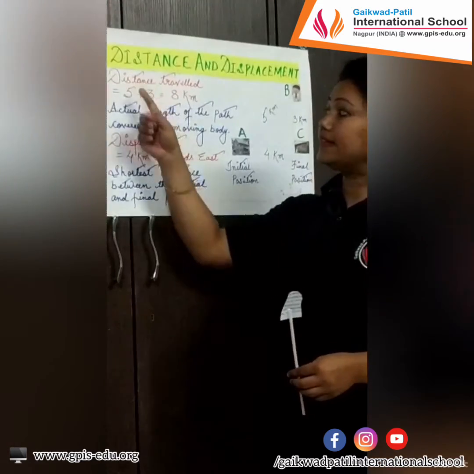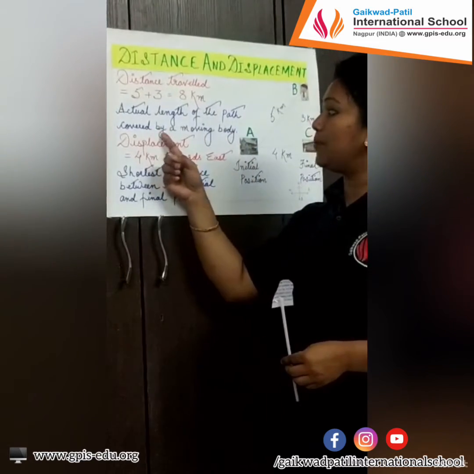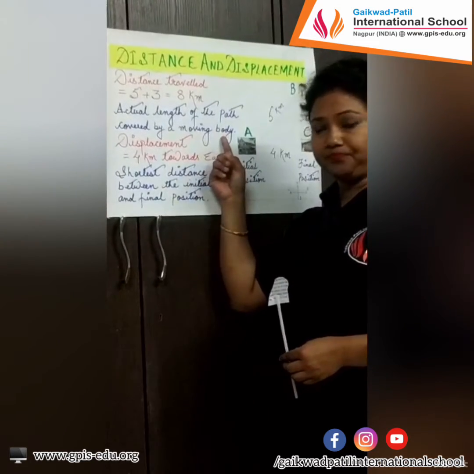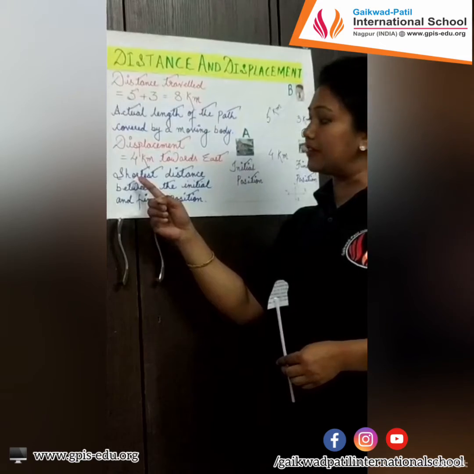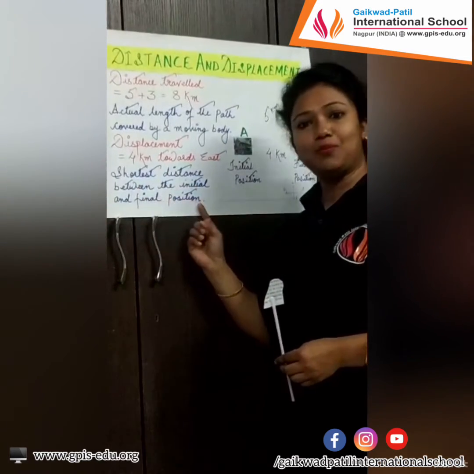So distance is the actual length of the path covered by a moving body, and displacement is the shortest distance between the initial and the final position.